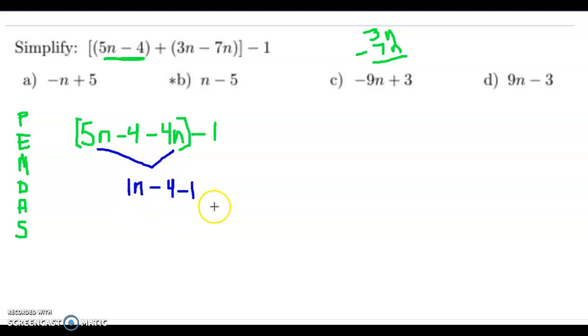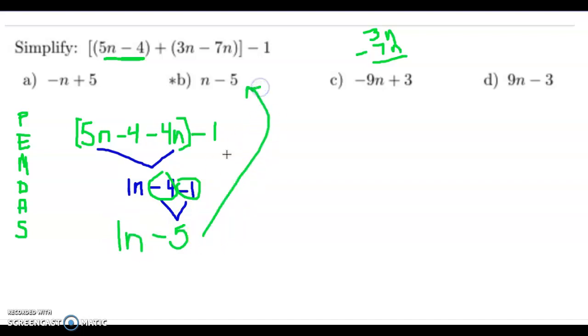Well, the only like terms I have here are my constants. I have a negative 4 and a negative 1. Well, remember, I have 4 negatives here, and I have 1 negative here. So if I'm going to find out how many negatives I have altogether, 4 plus 1 is 5. I have 5 negatives altogether. I just bring down the 1n, and there I go, I'm done. And it matches what is marked up here.